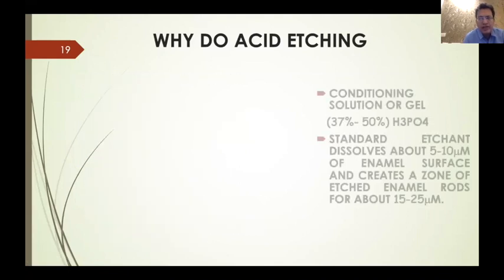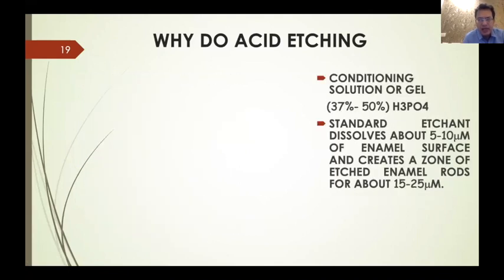Also, there is an issue of whether you want to use a gel or a solution. This standard etchant will dissolve about 5 to 10 micrometers of enamel surface and create a zone of porous rods, with a depth of penetration of about 15 to 25 micrometers. So many examiners will ask whether, when you are using an etchant, it will actually destroy your enamel surface? No, it doesn't. It penetrates very little onto the enamel surface.